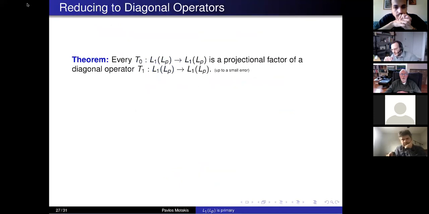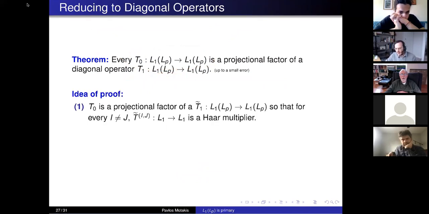So here's our first step. Our first step is we start with an arbitrary operator from L1 of LP to L1 of LP. So let's call it T0. It's our starting point. We show that this is a projectional factor of a diagonal operator, up to some small error we can account for. So the idea of the proof is the following. The first thing that you do is you start with T0 and you write it as a projectional factor of T1 tilde. So this is not a diagonal operator, but all the off-diagonal entries are Haar multipliers.